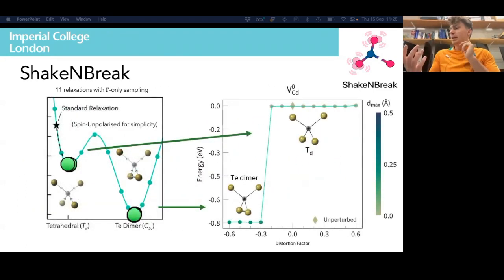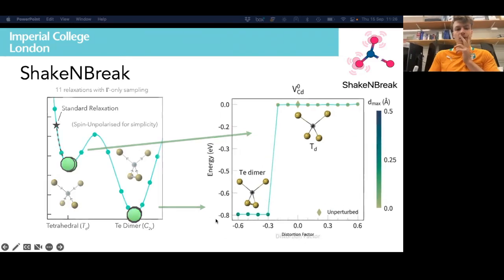So if we then plot these energies versus distortion, we can see that our ground state is obtained within a certain distortion range. For example, here the tellurium dimer ground state of the cadmium vacancy is obtained when we initially compress the neighbor bonds by 30% or more, and it then corresponds to these points on the potential energy surface.